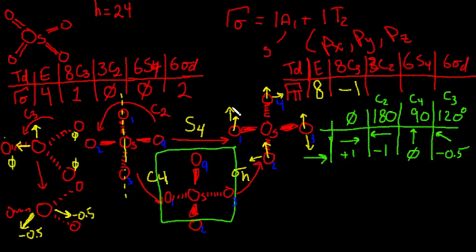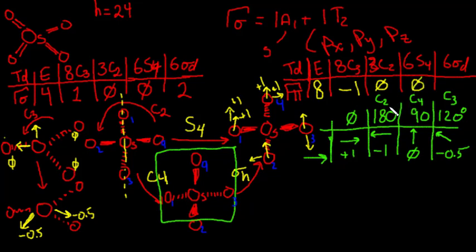In this case, remember, each one of these was +1, +1, because all of these vectors remained the same. And so it was a total of 8 for E. For C3, we have a -1 because those two vectors moved by 120 degrees, so -1/2 each, overall -1. If we do a C2 rotation, you'll realize that all of the oxygens move in this case, and therefore this would be a 0. We don't have to consider the vectors. In the case of S4, it's the same idea.